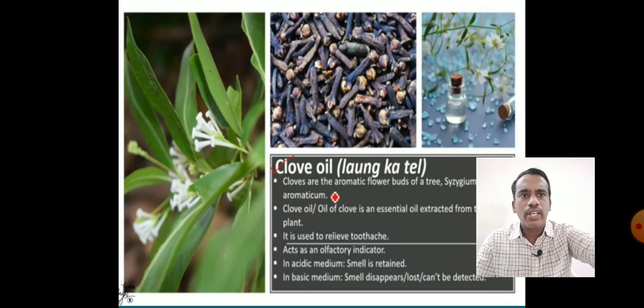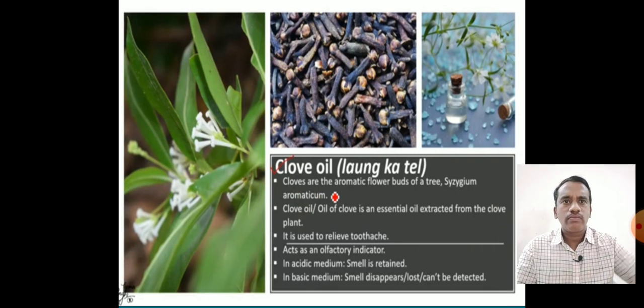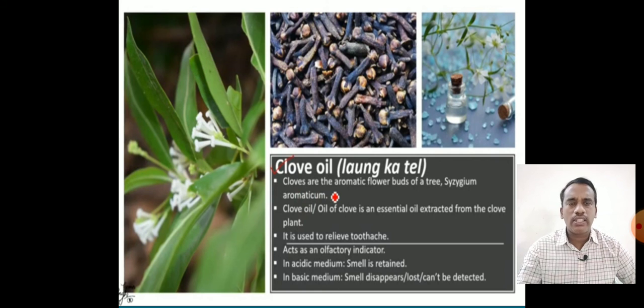What we got here is clove oil. How is clove oil taken? Can you see the flower here? These flowers then develop into the cloves that we use regularly at our home. From these cloves we extract the oil that is called clove oil, or lavang tail.